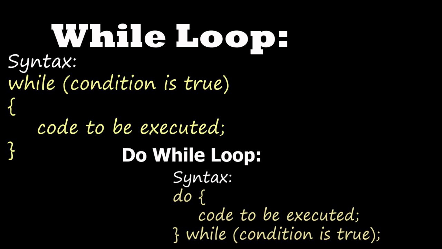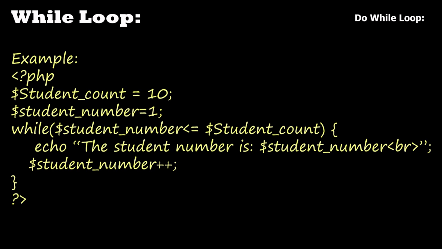While loop means first it will check the condition. If the condition is true, the statement will be executed. If the condition is false or not satisfied, it will stop or exit the loop. And they have given an example also. For the while loop, they have given an example: student count is equal to 10, student number equal to 1. While student number is less than or equal to student count, like that they have given. First it will check this condition. If this condition is true, it will execute, and the student number will be displayed.